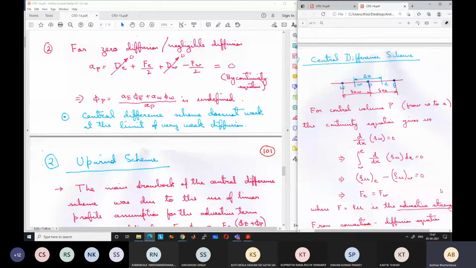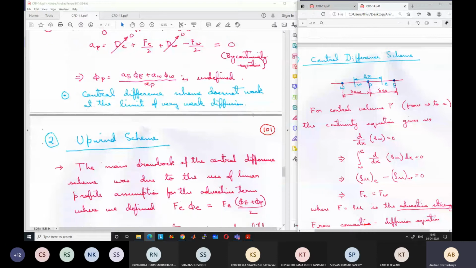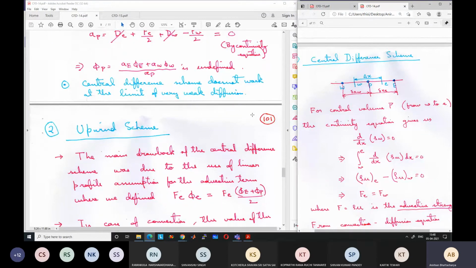So to overcome these difficulties, we will try to devise another simple scheme. We found that the central difference scheme is not working for all cases. So let us try to devise another simple scheme. What was the main reason the central difference scheme did not work? The main reason was that in this F_e phi_e term, we were taking phi_e as an average of phi capital E and phi capital P. So we were taking phi_e as phi_E plus phi_P divided by 2.